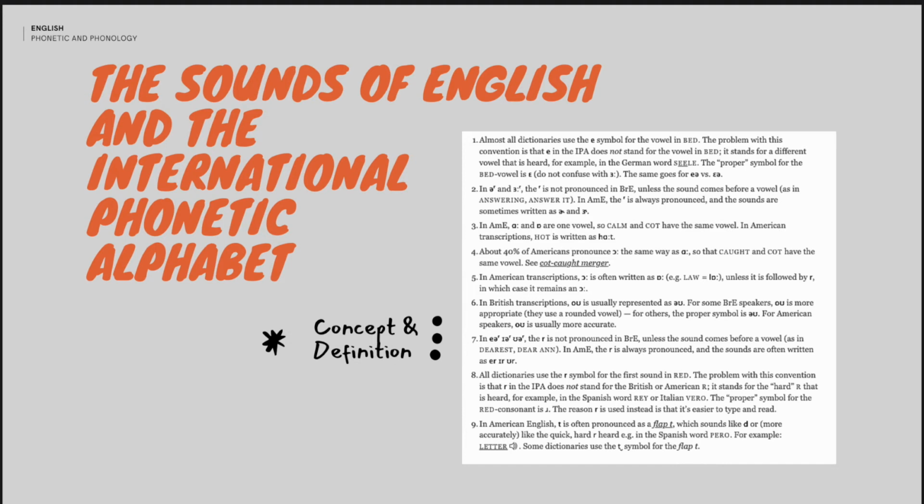And the last, in American English, T is often pronounced as a flap T, which sounds like D, or more accurately, like the quick, hard or hurt, for example. In the Spanish word paro, for example, later, letter. Some dictionaries use the T symbol for the flap T.